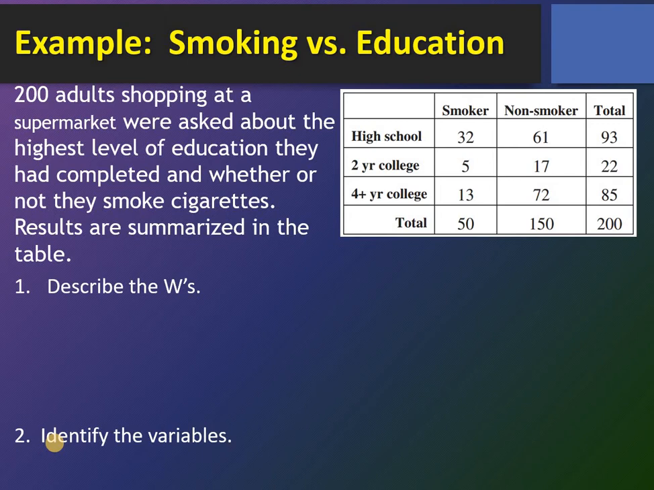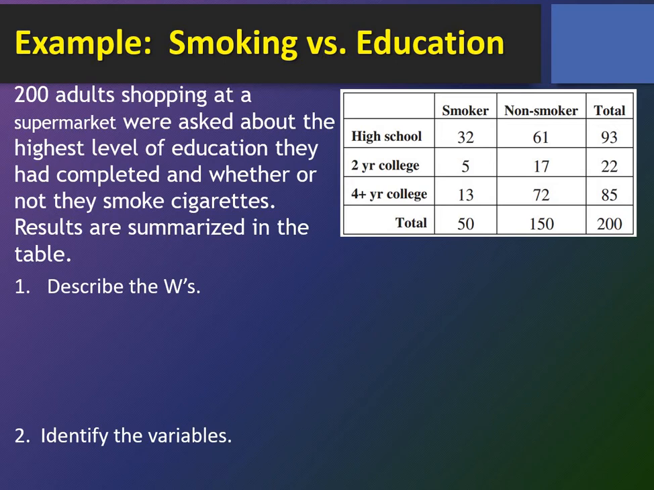Okay? All right. So here we have a pretty relevant, important topic. Is there an association between smoking and your level of education? So what I want you guys to do with this, I want you to go through problems numbers 1 and 2 for me. Describe your W's and identify your variables. And when we identify your variables, I want you to tell me if it's categorical or quantitative. Okay, go.